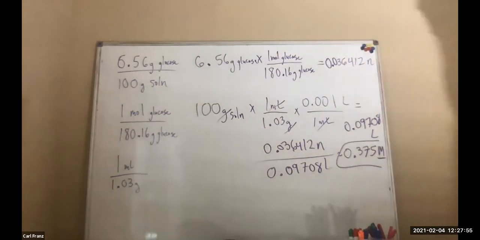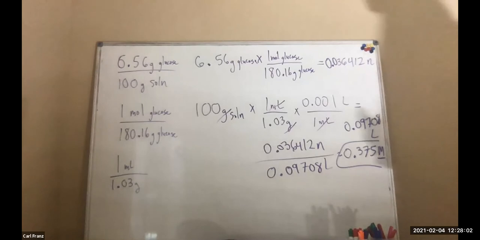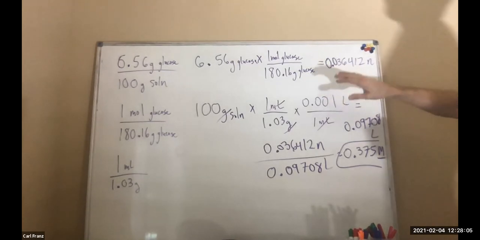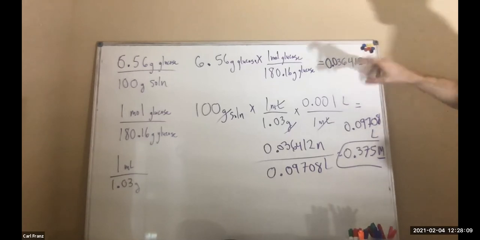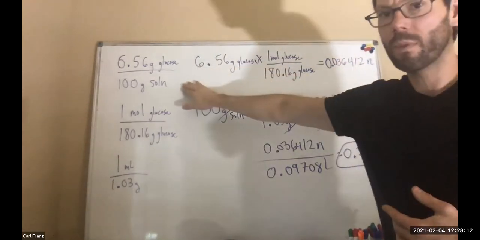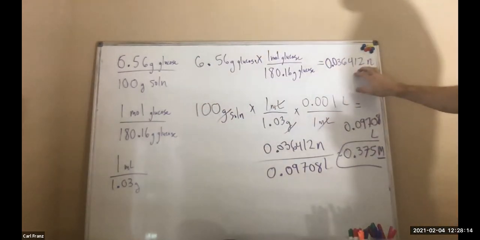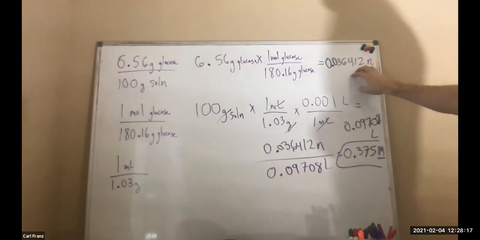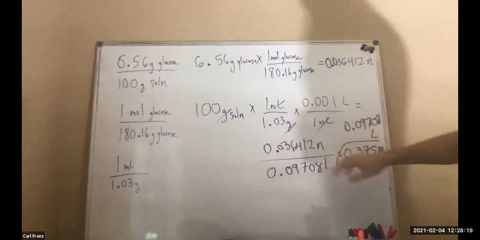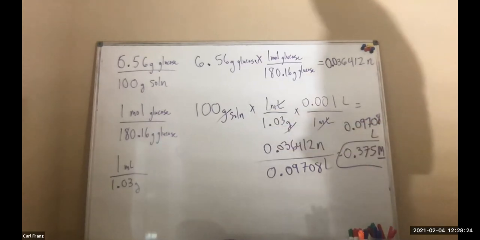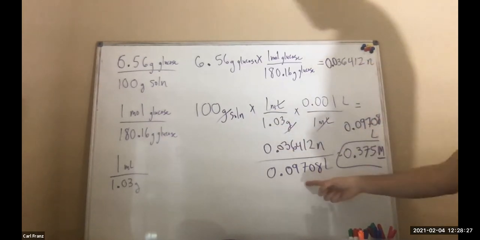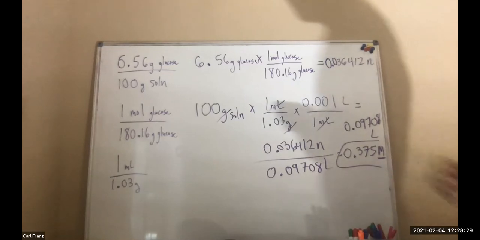I'll let you guys snapshot it. This was the problem looking at the molarity. And so to do that, we took theoretical 6.56 grams of glucose over a theoretical 100 grams of solution up here, and calculated the moles of glucose if that was the case. And then if our solution's 100 grams, we figured out what the liters would be at that given density. And then we took moles over liters to give us our molarity, okay?